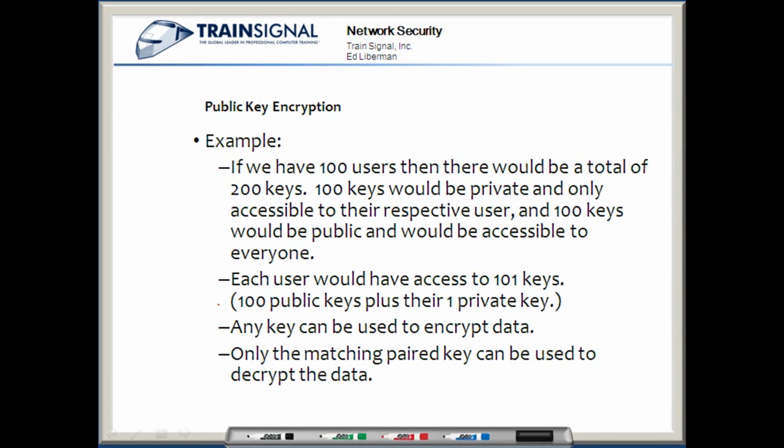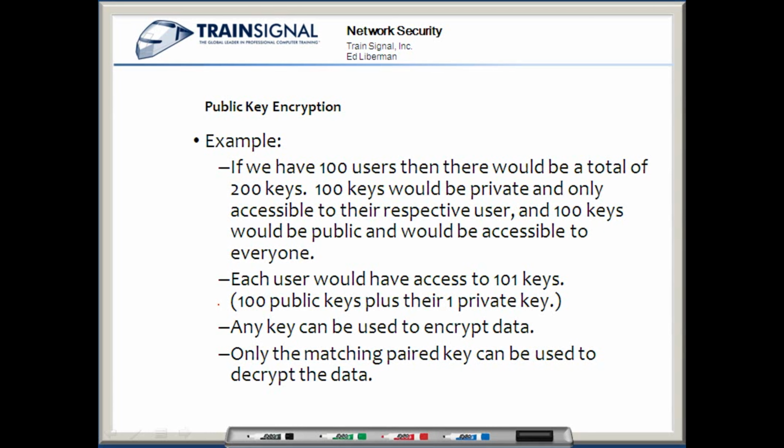We have an example. If we have 100 users, then there'd be a total of 200 keys. 100 of the keys would be private and only accessible to the individual user who it was assigned to. And then we would also have 100 keys, which would be public and would be available to all 100 people. Okay, it's accessible to everybody. What this means is that each user would have access to 101 keys, right? I have access to the 100 public keys that are out there, plus my own one private key.